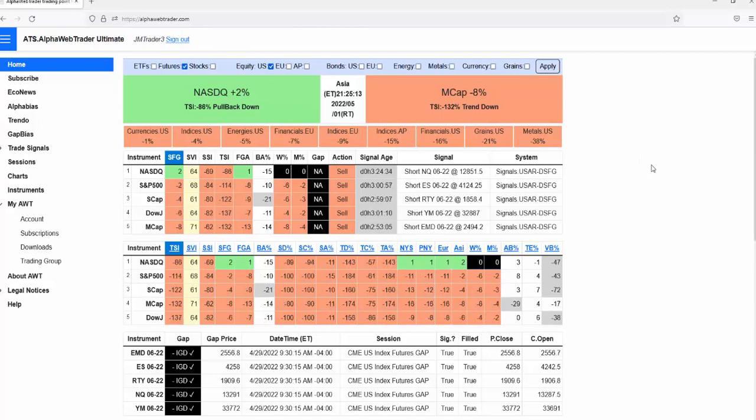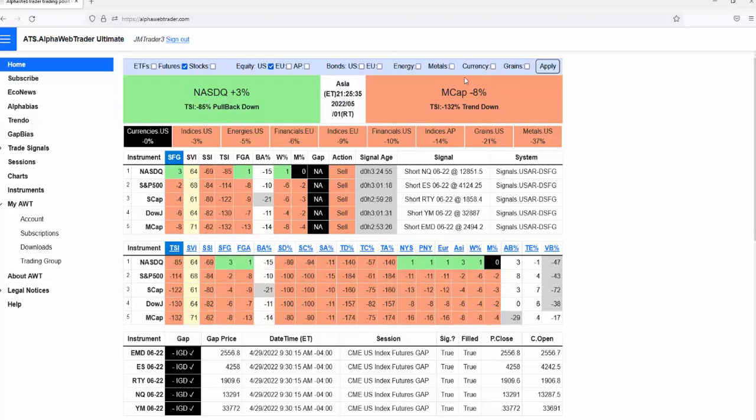What this can do for you, first of all, it gives you a snapshot of what's going on. So this is the home page here, and there's a nice little snapshot. First of all, it's telling us what is the predominant session right now. Well, it's Asia, right? As those sessions wake up in Europe, then we'll be on the European session, and then the US session, and so on.